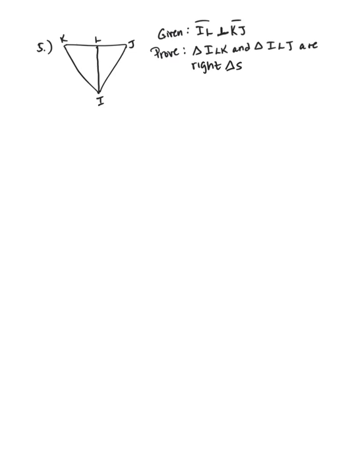Okay, so in example 5, again, pause the video, copy down the question, and then come back and play the video and copy down, pause, copy down as you go. So in example 5, I have that IL is perpendicular to KJ. And I want to prove that the triangle on my left and the triangle on my right are both right triangles. Okay, how many triangles are there in the picture? There are 3 triangles, right? Because there's also the outer triangle KIJ.